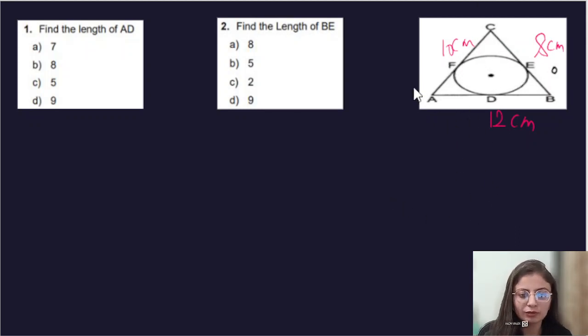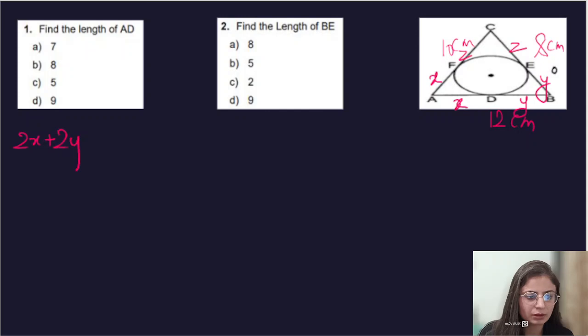So let's use variables and mark these lengths. I'll use X over here. So AD equals AF equals X, BD equals BE equals Y, and EC equals CF equals Z. Now let's add all these variables. We will have twice X plus twice Y plus twice Z equals the sum of these three values. So 12 plus 8 is 20, 20 plus 10 will be 30.